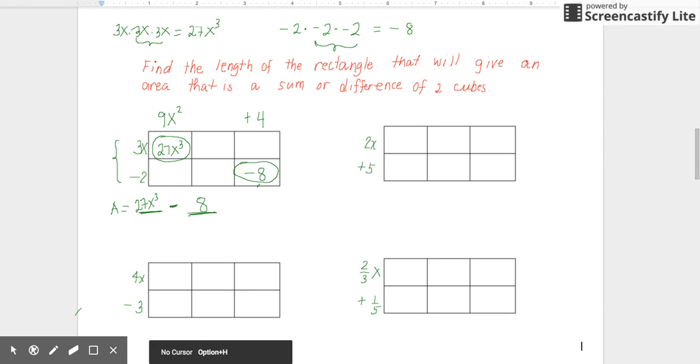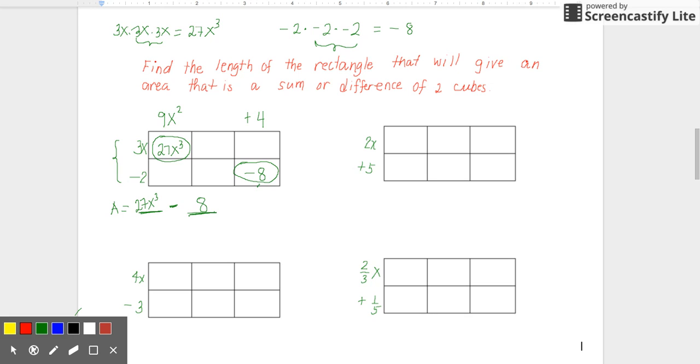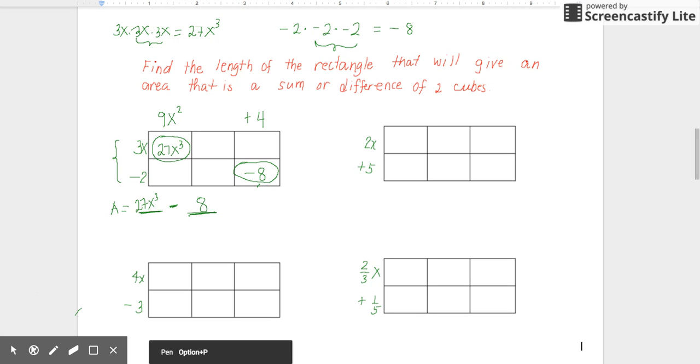So there's only two terms here, two perfect cubes. So what happens to the other sections of the rectangle? So we need to figure out what goes in the middle of this trinomial. So what goes here? How do we figure that out?